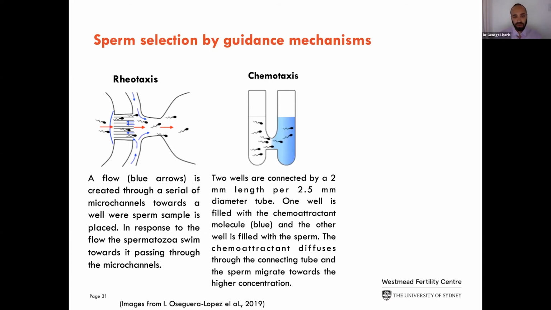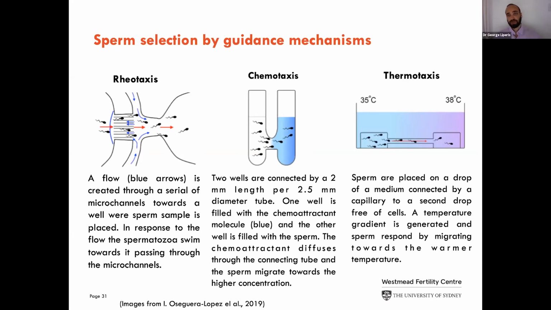In the chemotaxis methods, we have 2 wells connected by a 2 millimeter length, 2 millimeter diameter tube. One well is filled with the chemoattractant molecule, as we can see here in the blue color, and the other well is filled with the sperm. The chemoattractant diffuses through the connecting tube, and the sperm migrates towards the higher concentration. So once again, this uses the physiology of the sperm when it approaches the COC, and that is again through chemoattractant molecules.